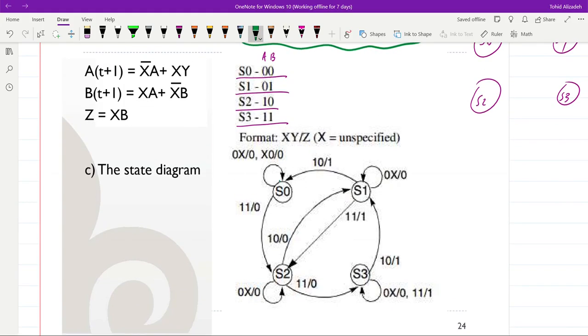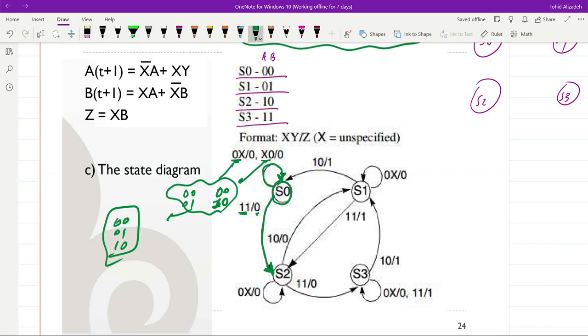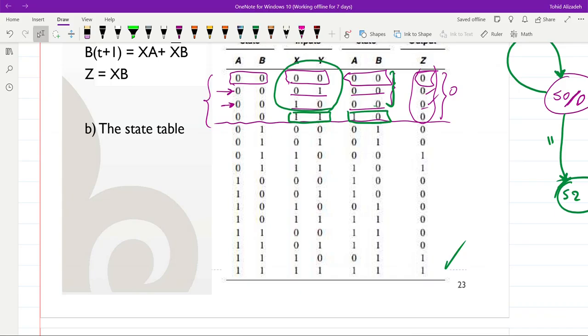So we are in S0. If we receive 1, 1 as the input, we will switch to the S2, the output is equal to 0, and we will remain at the same state if we receive 0x, which means that we have 0, 0, 0, 1, or we receive x0, which means that we have 0, 0, or 1, 0. So this means that if we receive 0, 0, 0, 1, or 1, 0, we will remain at the same state and the output is equal to 0. And you can do it for the next states as well.